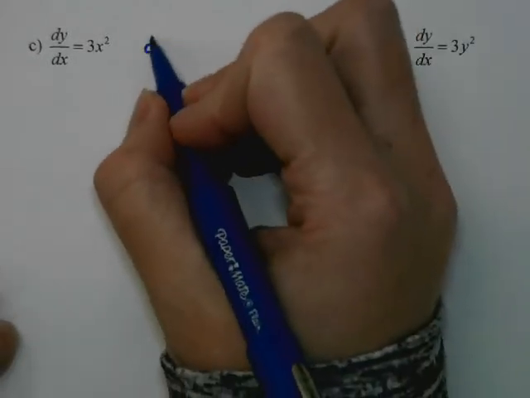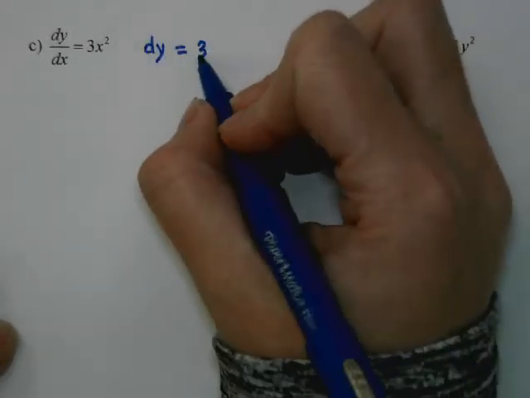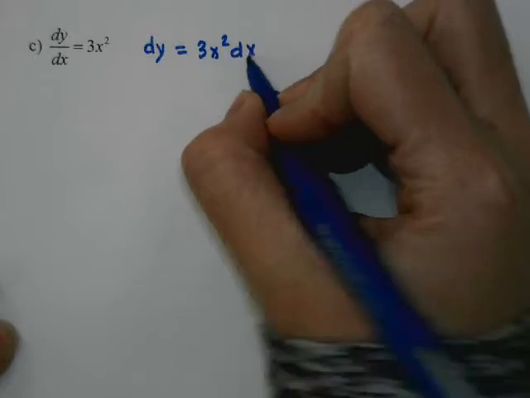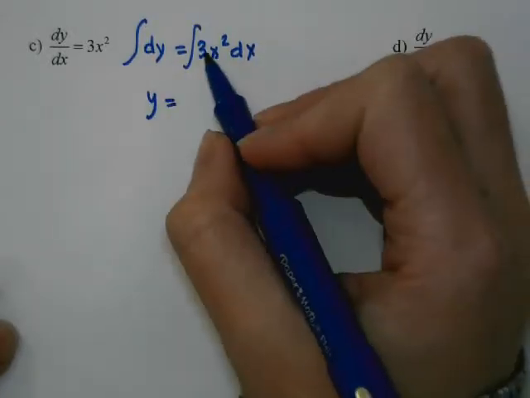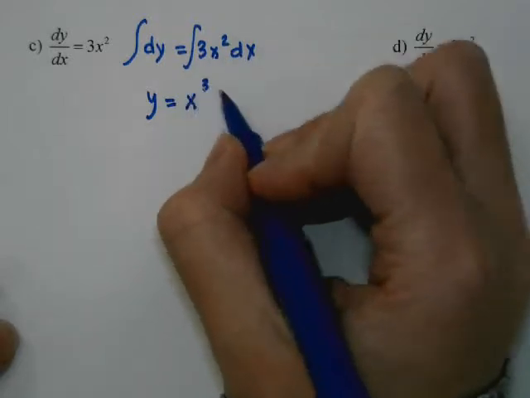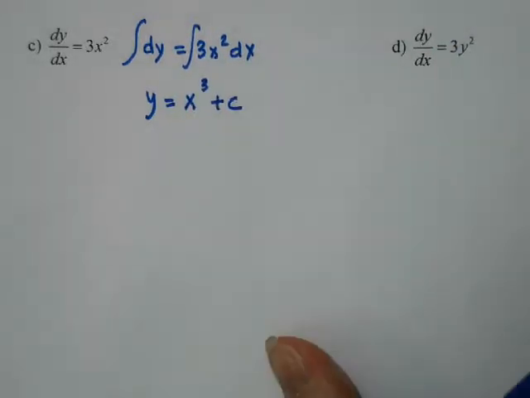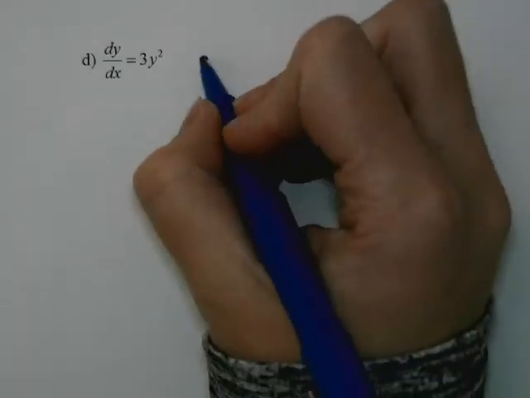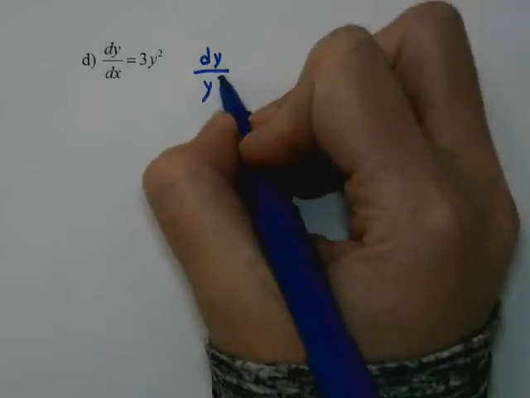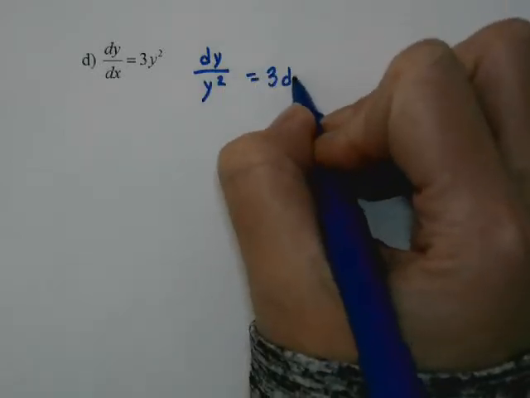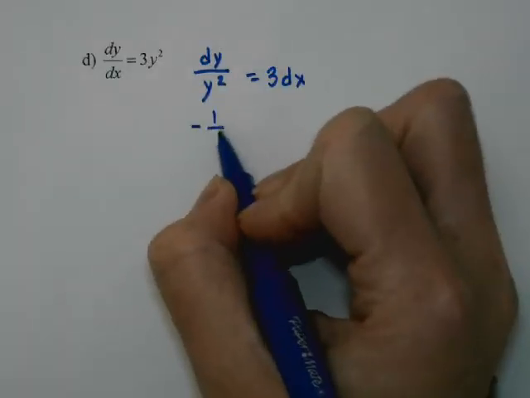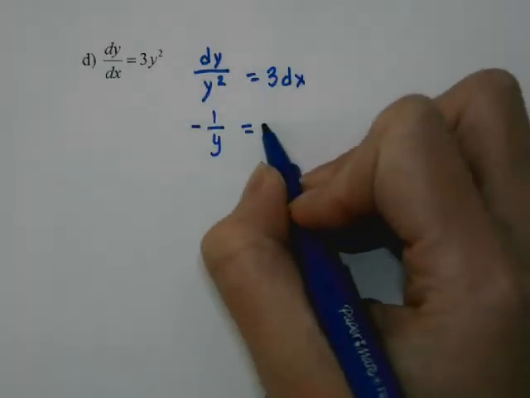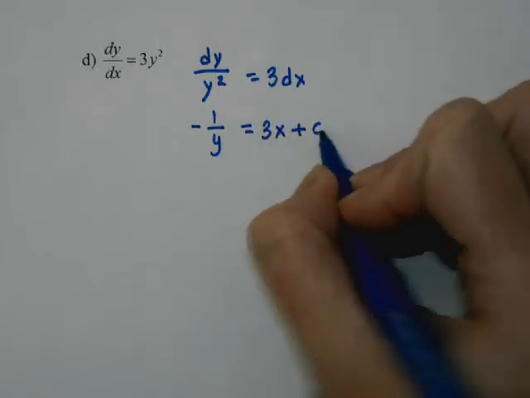Okay. So for this one, dy is going to equal 3x squared dx. Then we'll integrate. Integral of dy is just y. Integral of 3x squared is x cubed plus c. Okay, this one, we're going to have dy over y squared is going to equal 3 dx. So the integral of 1 over y squared is negative 1 over y. This is going to be 3x plus c.